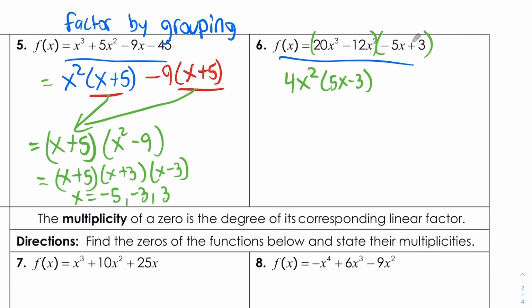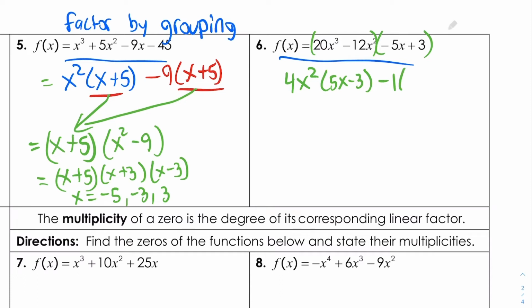From the second group, we have a minus 5x and we have a positive 3. Those don't have anything in common, but looking at what we just got by factoring the first term, we have a 5x minus 3. We should probably try to see if we can get this negative 5x plus 3 to turn into this one. So for a negative 5 to turn into a positive 5, we would just need to factor out a negative 1. And for the positive 3 to turn into a negative 3, that negative 1 would also work.